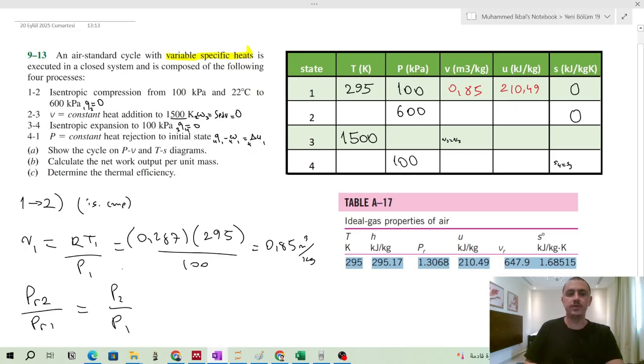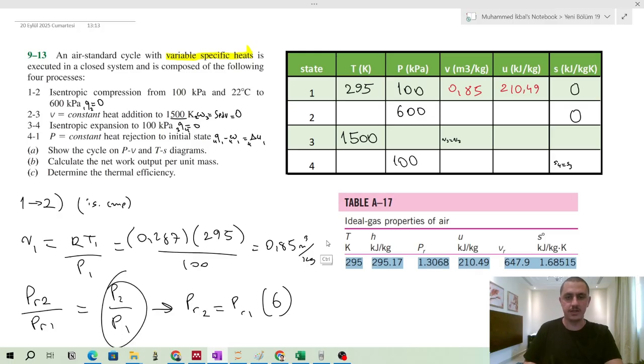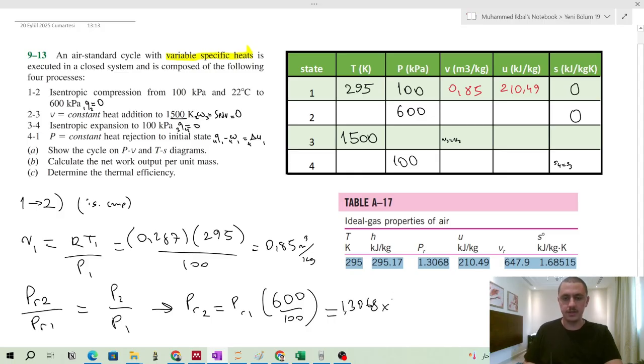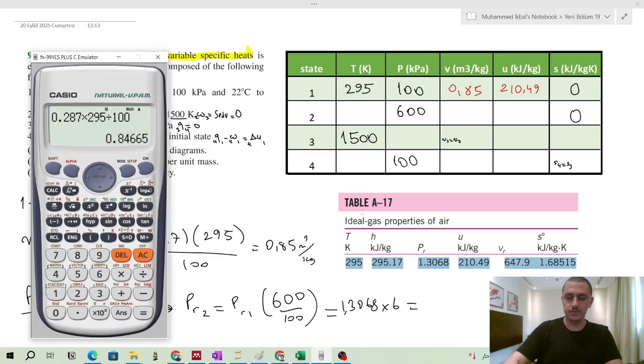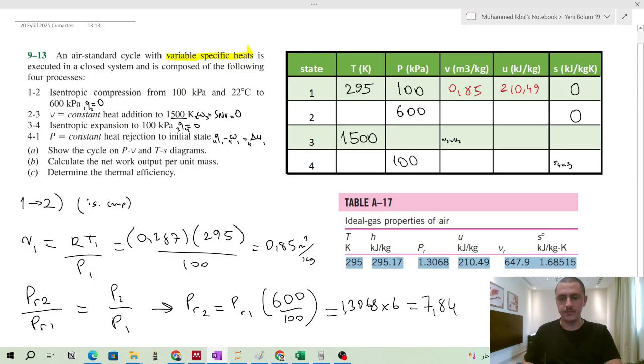This is how you work with variable specific heats. You don't use specific heats, you use critical pressure ratios. So from there, you will say PR2 is equal to PR1 times 6, which is the pressure ratio. This is 6, I know from here, 600 over 100. Then PR1 is from the table, 1.3068 times 6. That will be equal to 7.84. Okay, so now I have PR2.